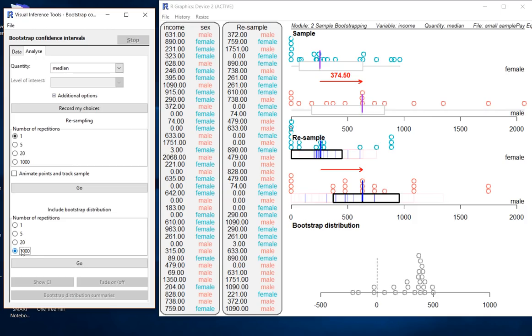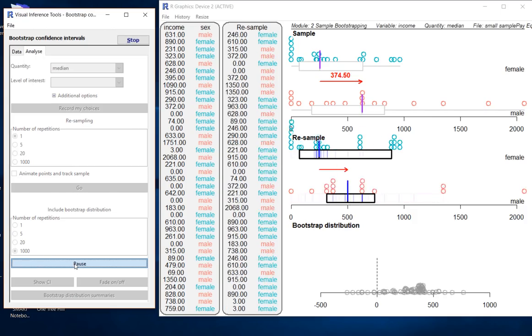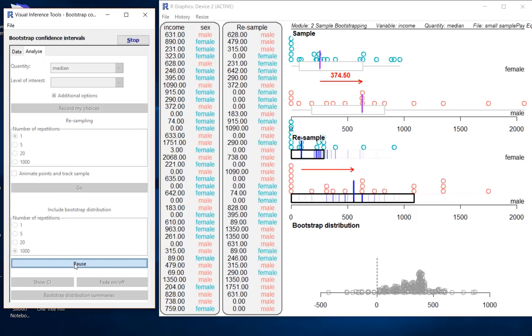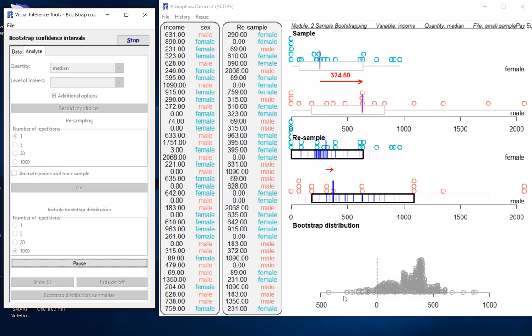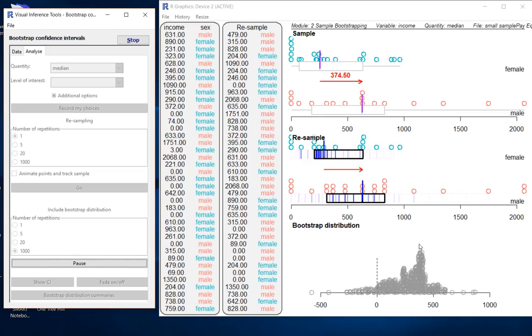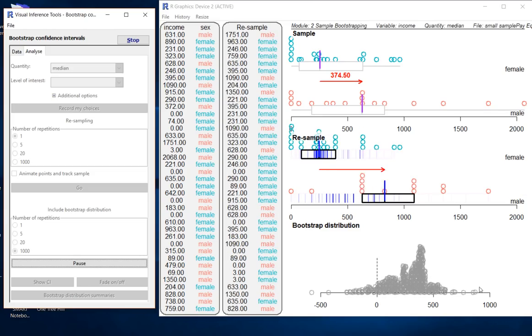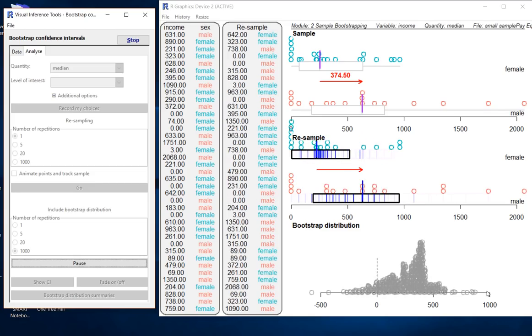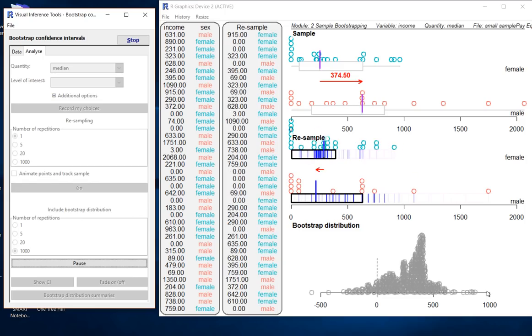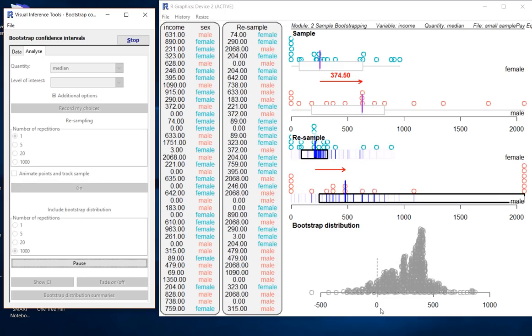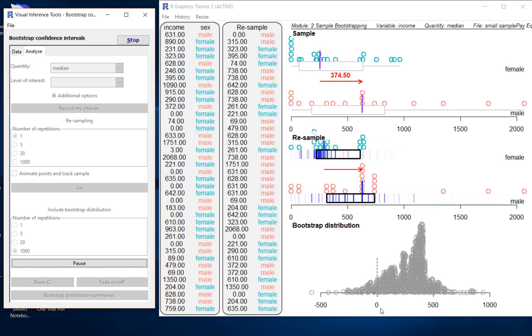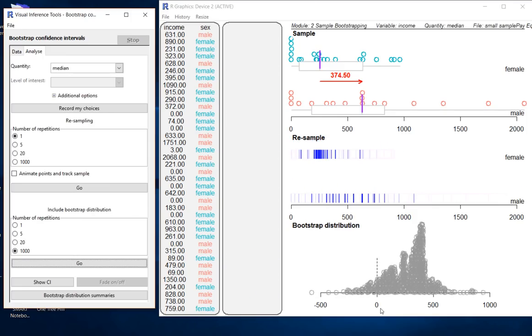If I run this 1,000 times, you will see a picture building up. And most of the time, you see almost like a normal distribution. It should be fairly normally distributed. They're not always. We're not so worried about the shape of this. We're more worried about what is happening most of the time. 95% of the time, do we find that males earn more than females?